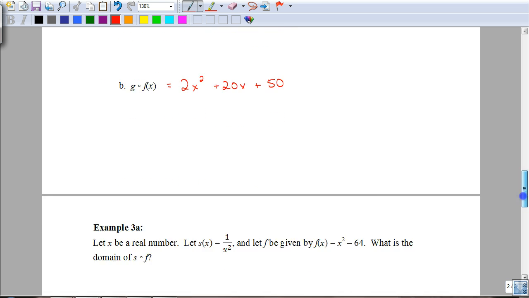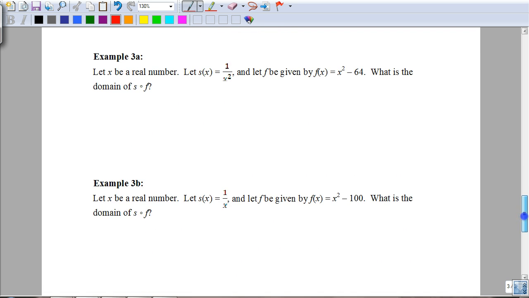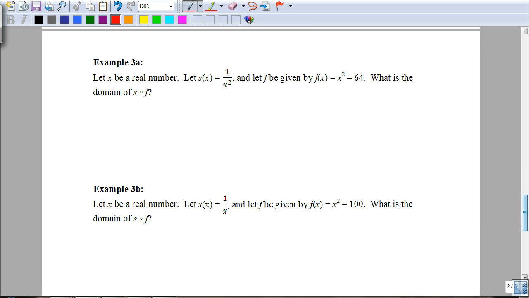Okay, but let's look at this last example. This is where it gets kind of tricky. It says, let x be a real number. Let s of x equal 1 over x squared, that's an x there, and let function f be given by f of x equals x squared minus 64. What is the domain of s following f? Now remember, domain refers to what values can we put into that function.